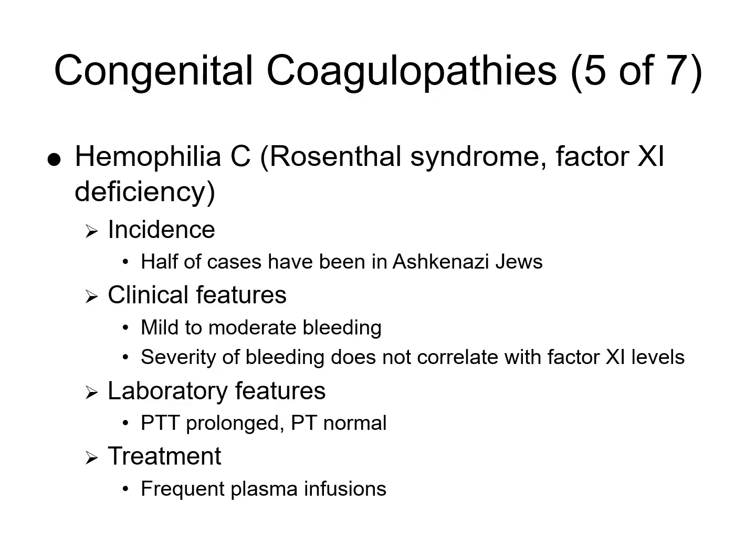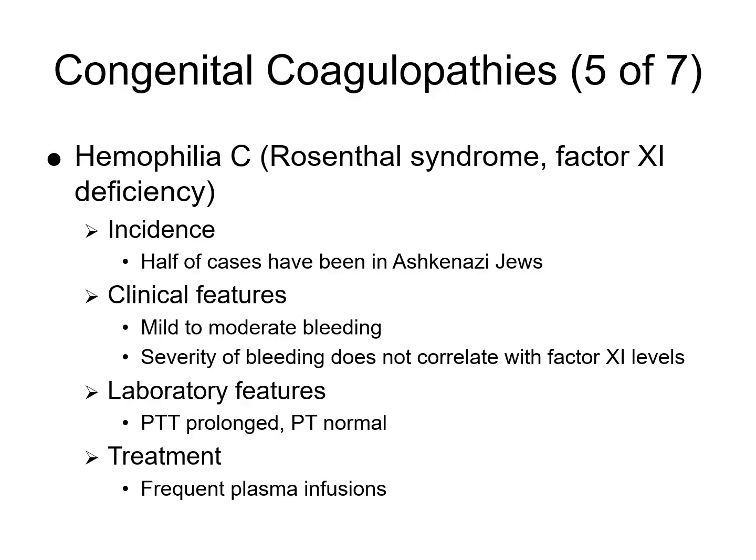Hemophilia C, also known as Rosenthal syndrome or factor XI deficiency. So hemophilia C is a rare bleeding disorder. Approximately half of all reported cases occur in the Ashkenazi Jewish population, indicating a genetic predisposition in this group. Unlike hemophilia A and B, it affects both males and females equally because it has an autosomal inheritance. For clinical features, so there is bleeding tendency.